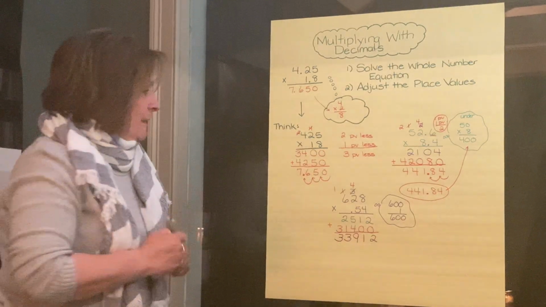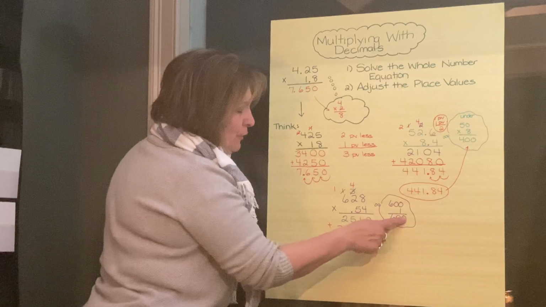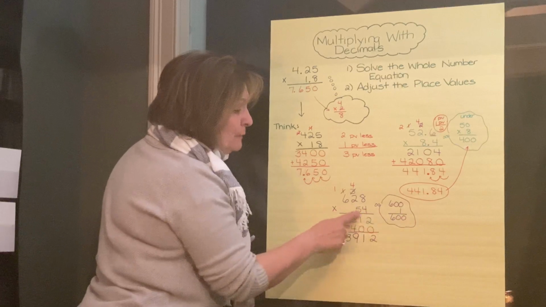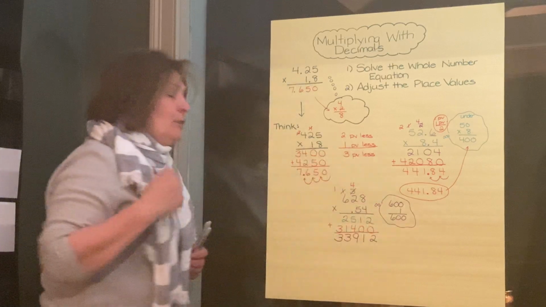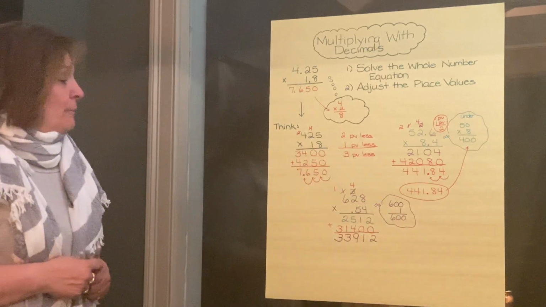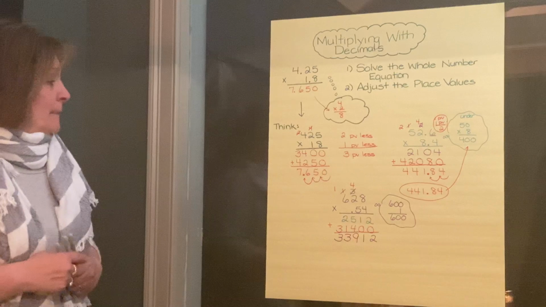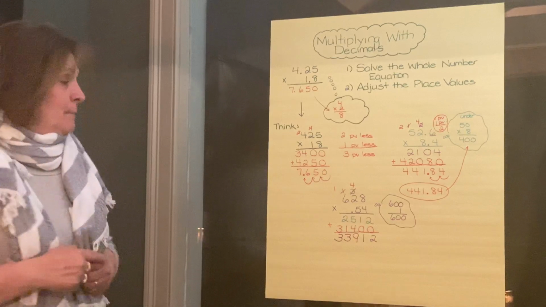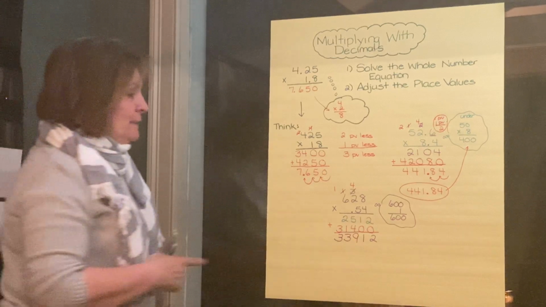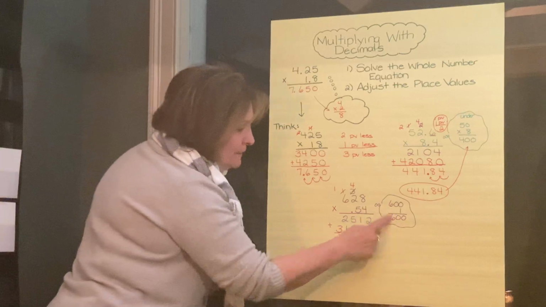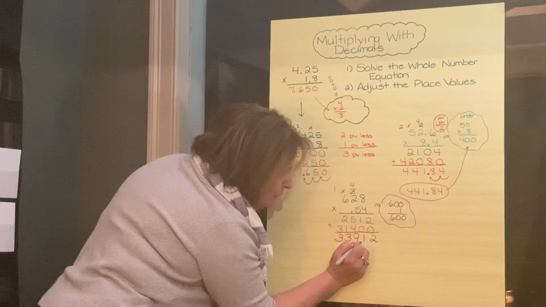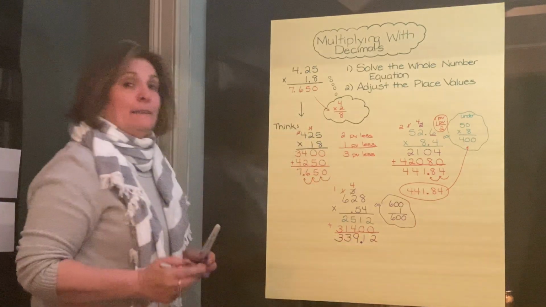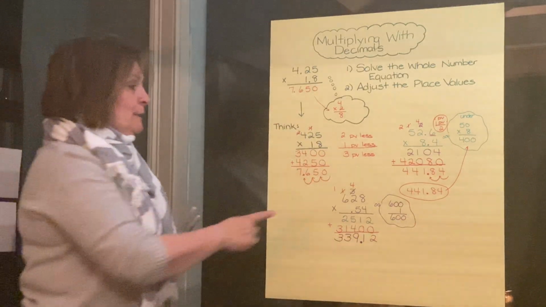So remember, I knew that this was going to be an overestimate. I really knew that this was close to a half, so this would be closer to 300. So I can decide where my decimal point goes once I adjust my place values. And I would say by the estimate, knowing that this is a very big overestimate, that my decimal point would go here. But let's look at the place values.